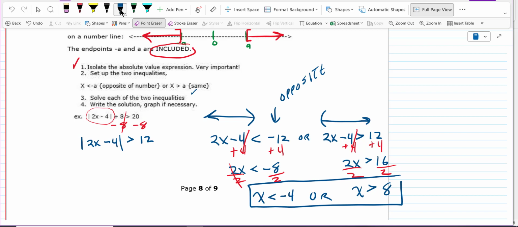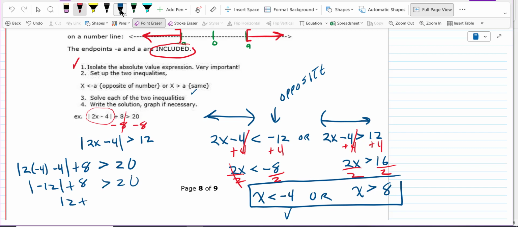A good thing to do on these problems is to just plug in the negative 4 and see what happens. You would have the absolute value of 2 times negative 4 minus 4, plus 8, and you just need to see if that turns out to be 20. This should be 20. That's an endpoint. So that would be the absolute value of negative 12, plus 8. This would be 12 plus 8.